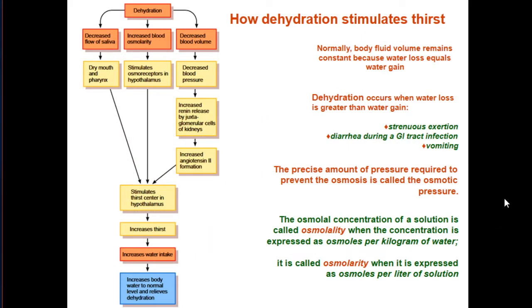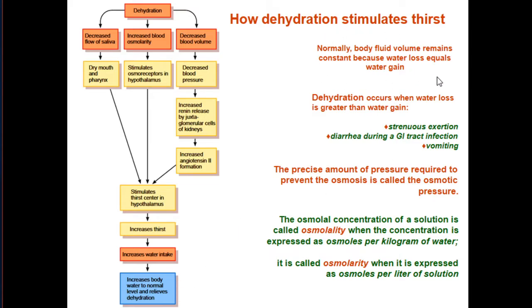So let's talk about dehydration first. Dehydration will lead to decreased flow of saliva, which will create the sensation of dry mouth. Then it will lead to increased blood osmolarity, which will stimulate osmoreceptors in the hypothalamus. It will also lead to decreased blood volume, which will decrease the blood pressure, and it will increase the activity of the renin-angiotensin-aldosterone system. All of these will stimulate the thirst center in the hypothalamus and increase your thirst, and as a result your behavior will change, water intake increases, to compensate for the water loss.